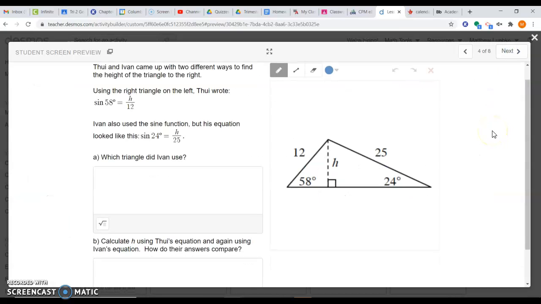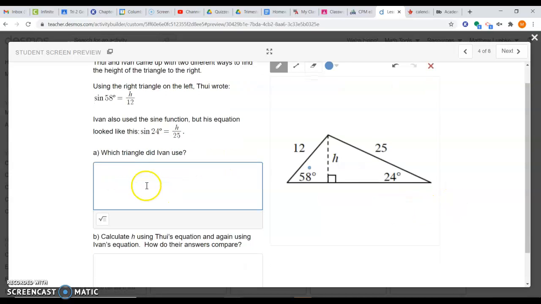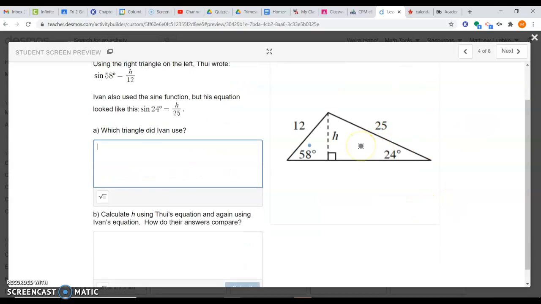Here, we have our introduction, getting closer and closer to developing the law of sines. What they're saying here is Ty is using the sine of 58 equals h over 12, so that's sine of opposite over hypotenuse of this triangle on the left. And Ivan is using sine of 24 equals h over 25, and so Ivan's using the triangle on the right. And there's your answer for A.